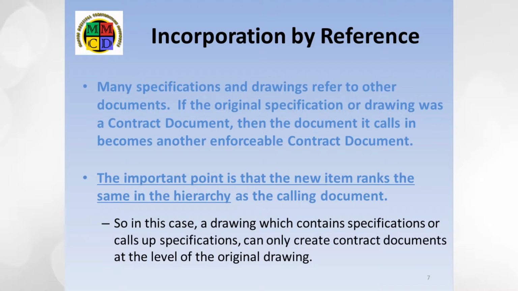It's perfectly legal to do this. In fact, it's a best practice to avoid saying things that can simply be referenced. Since the original specification for concrete reinforcement was part of the contract, any document it references will become part of the contract as well. However, the important point to understand is that when a document becomes part of the contract in this manner, it comes in at the same level as the calling document. In our example here, CSA G30 is called in by a standard specification, so it ranks in the hierarchy as a standard specification, no higher and no lower.